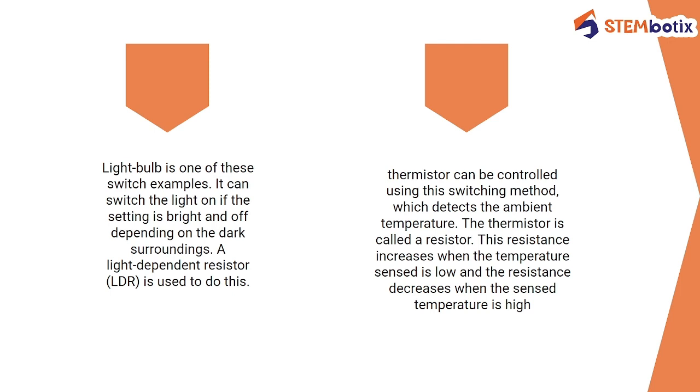Also, a thermistor can be controlled using the transistor switching method, which detects the ambient temperature. The thermistor is called a resistor. Its resistance increases when the sensed temperature is low, and the resistance decreases when the sensed temperature is high. So this is how you can use a transistor as a switch.